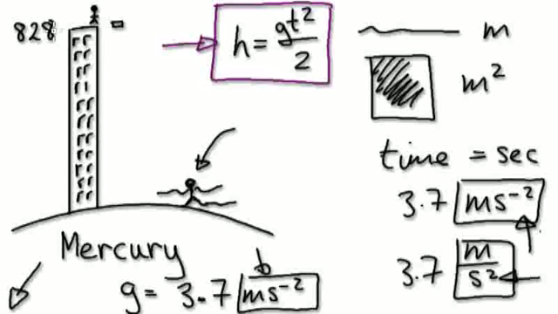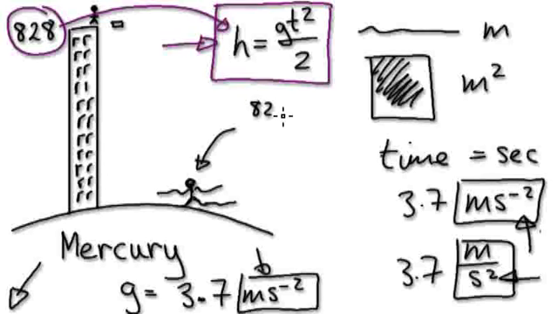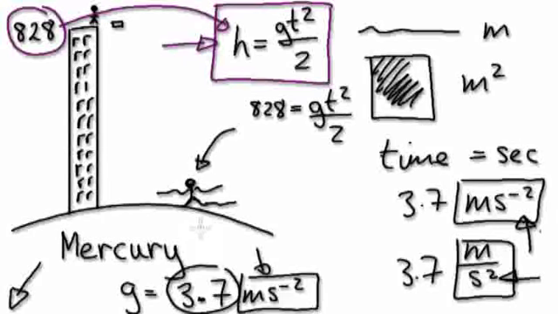Okay, the height of the building is 828. So put that into the H here. So that will be 828 equals G T squared over 2. We could put 3.7 into the G now, but I'm going to leave it to the end.